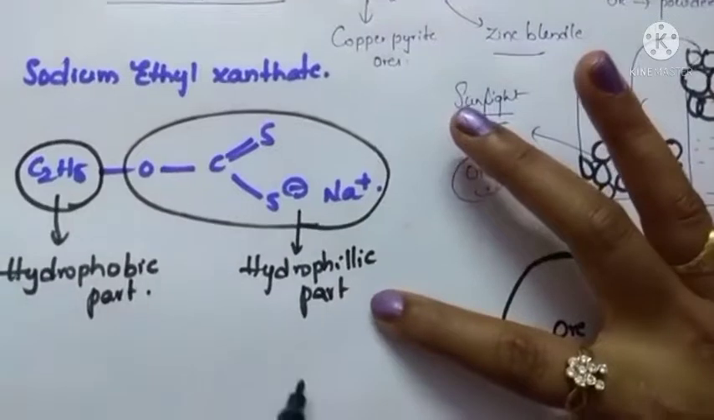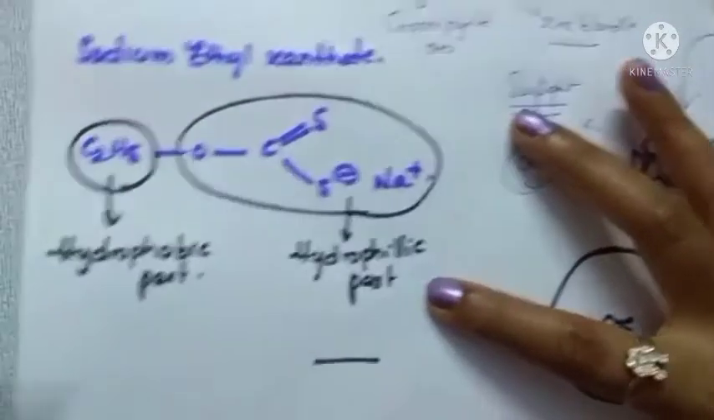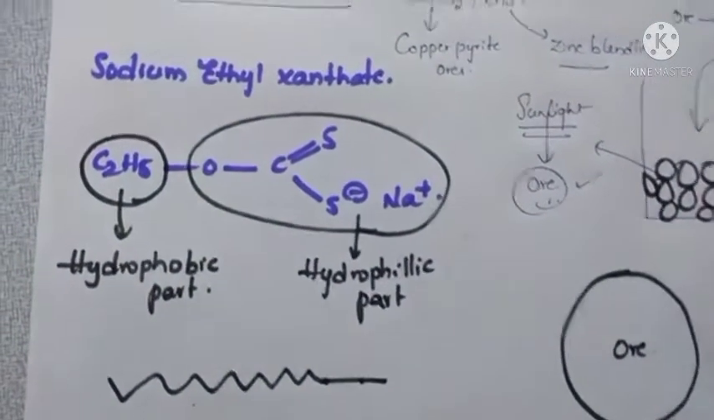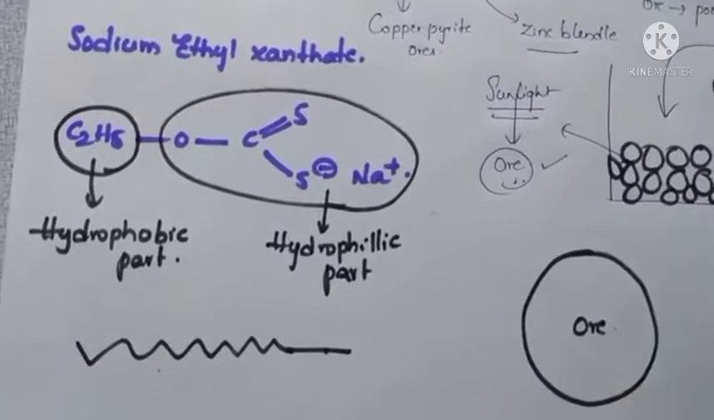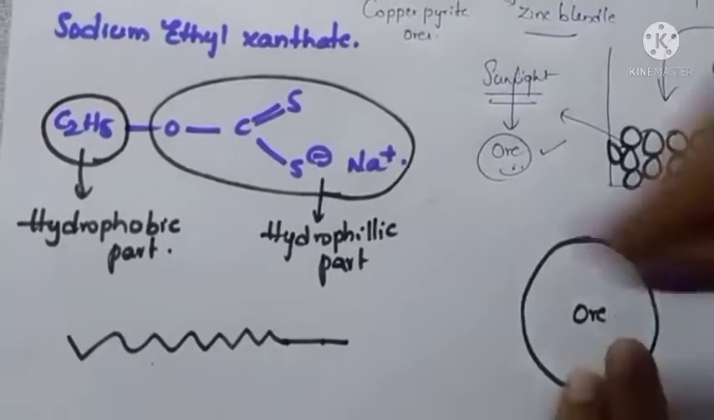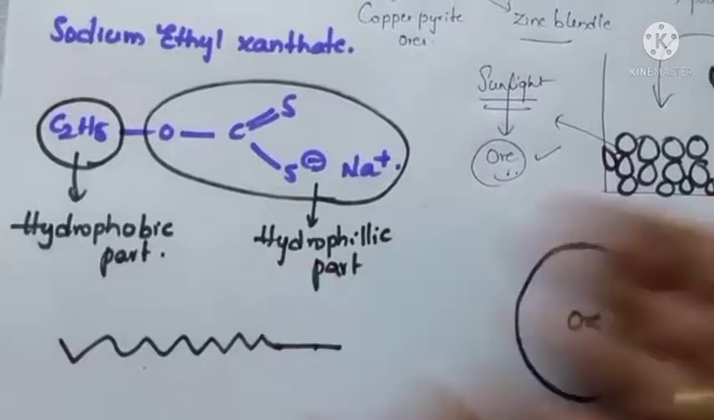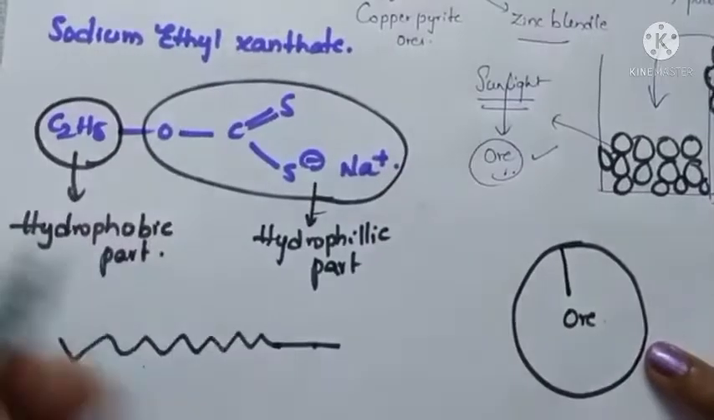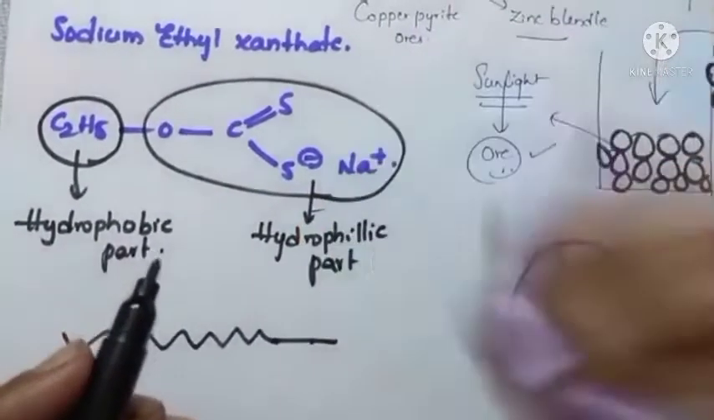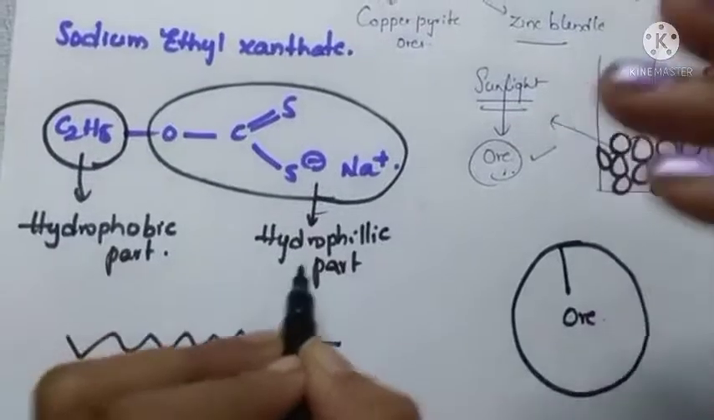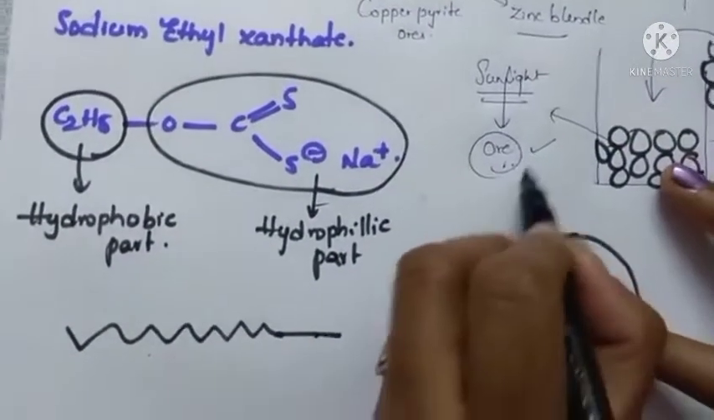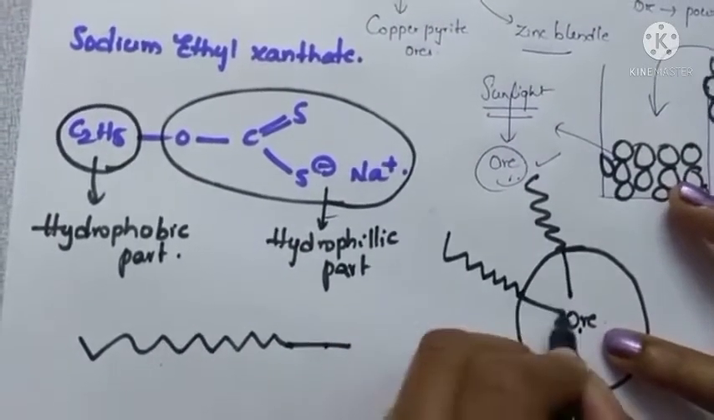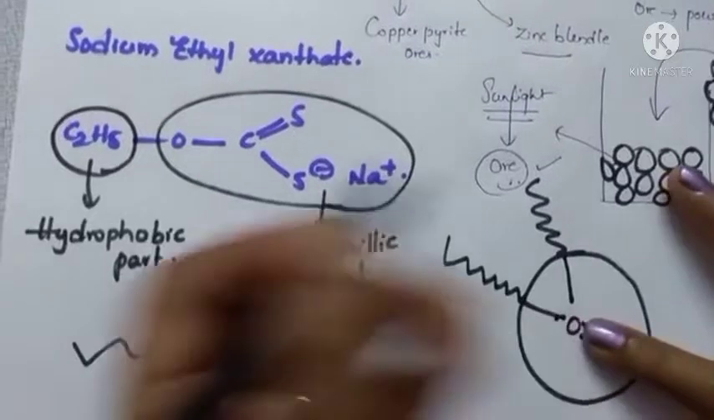This hydrophilic part I am representing like this, and hydrophobic part I represent like this. This is polar part and this is non-polar part. This ore particle, whenever it is polar, it attracts which part in these two? Hydrophilic part it attracts. So the hydrophilic part of the sodium ethyl xanthate, whatever the surfactant we are adding, this head means this hydrophilic part is towards the ore and hydrophobic part is away from the ore.